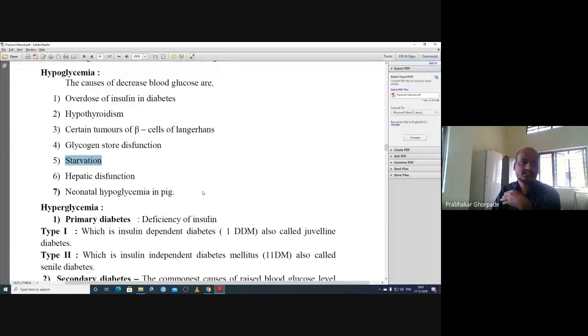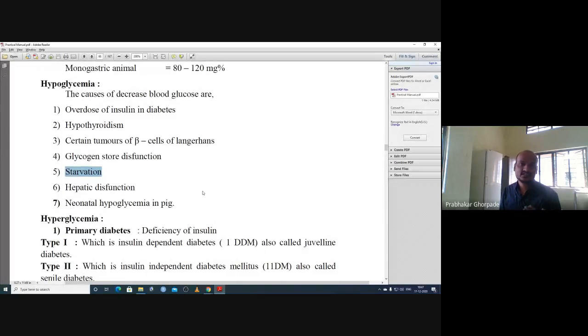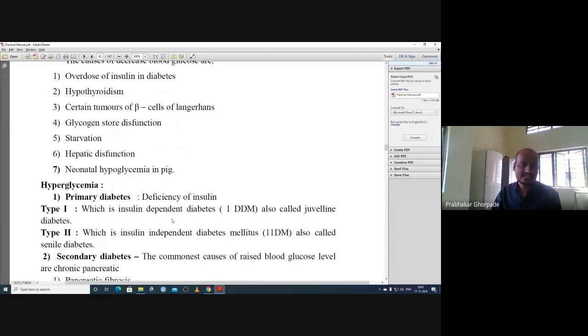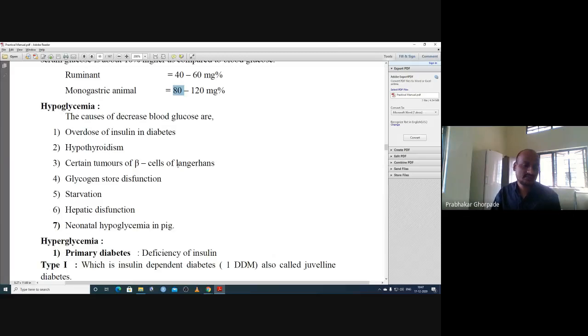Okay, so these are the hypoglycemia conditions, which we identify by measuring blood glucose concentration. For a pig, for example, the normal is 80 milligram per deciliter. If this piglet's glucose concentration is around 40 milligram per deciliter, for example, in that case we can suspect that it is neonatal hypoglycemia in the pig. So based on age also, you can use some common sense to interpret these things, right? So this was about hypoglycemia.